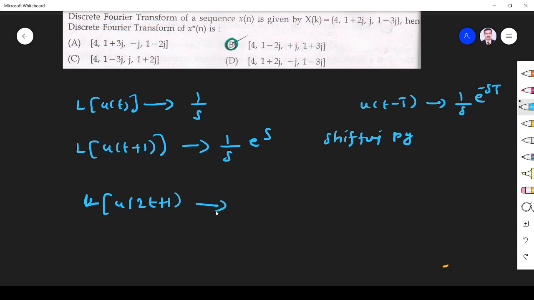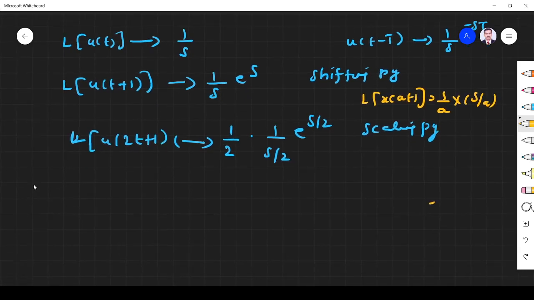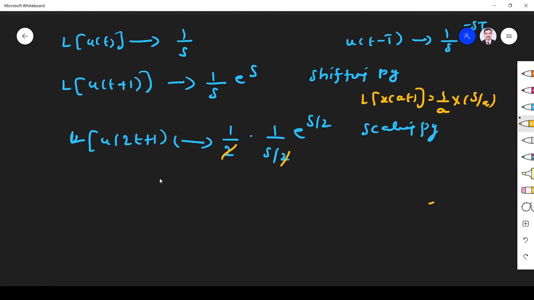Right? Scaling property means what will happen? It will become 1 by 2, X of s by 2, e power s by 2. Scaling property of Laplace transform: what is it saying? L of x of at is 1 by a, X of s by a. Here a is 2. S must be replaced by s by a, wherever s is there. A is 2, so 1 by s plus 2, e power s by 2. So this is what the scaling property is. So this 2 will be cancelled.